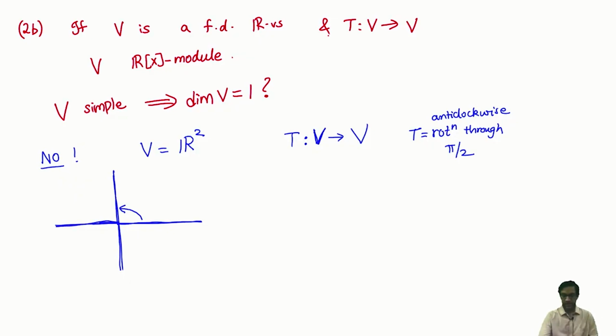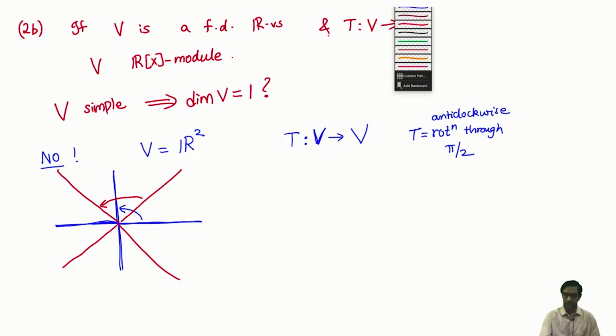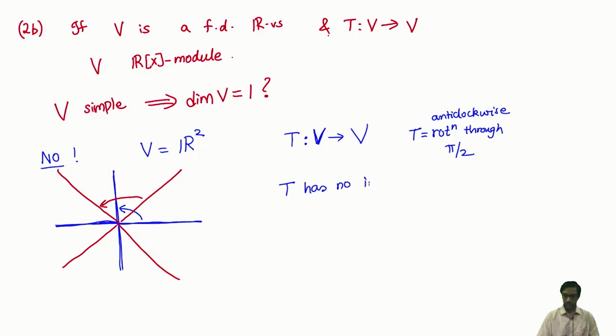So any other line that you pick, if you took this line here, for example, say at 45 degrees, it will get rotated to the line which is at 135 degrees, and so on. Now this is a linear operator, as is easy to check. And here's the interesting fact: this linear operator has no T invariant subspaces. This operator T has no invariant subspaces other than 0 and the whole.